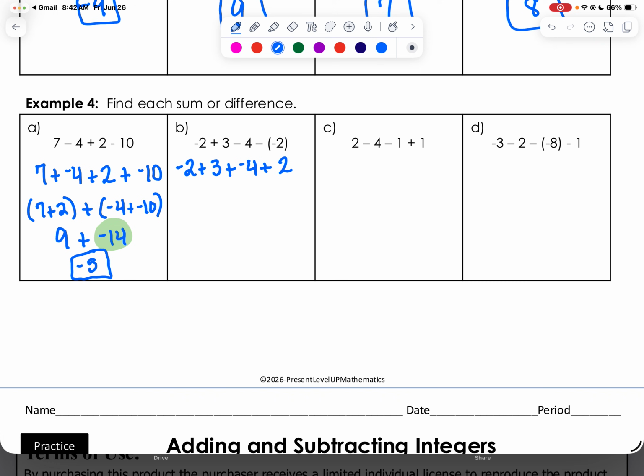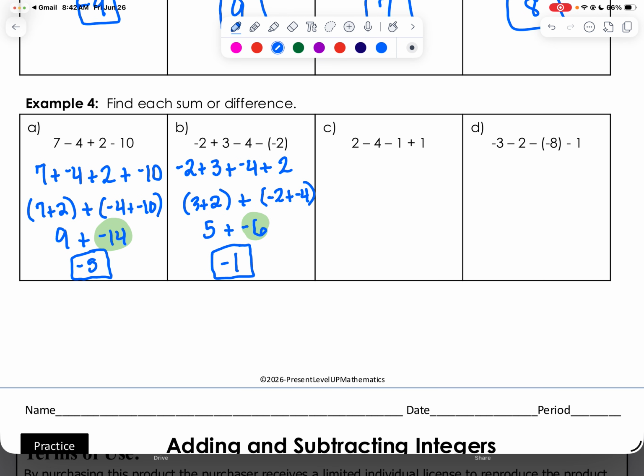Addition of the opposite. Now, group up your positives, 3 plus 2, and group up your negatives, negative 2 plus negative 4. So this would be 5 plus negative 6. Now again, just like the last problem, the signs are different, so we subtract. 6 minus 5 is 1. Then identify the number with the larger absolute value, and it's negative. So my solution must be negative 1.